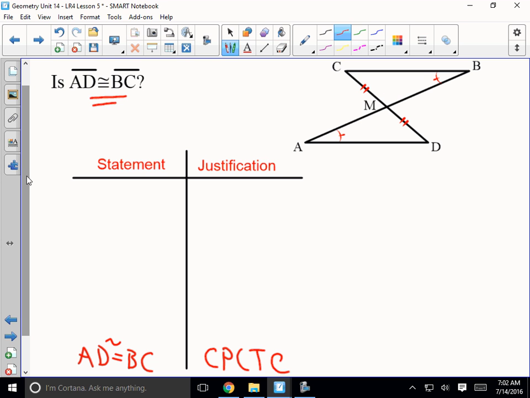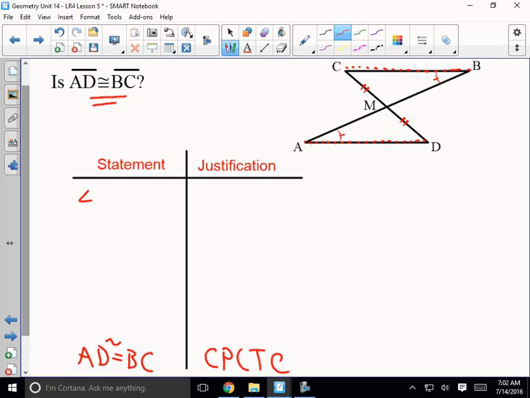Now, let's remember, what are we trying to prove? We're trying to prove that this length is congruent to this length. So what we need to do is work with two triangles here, a top and bottom triangle. But what are we given?